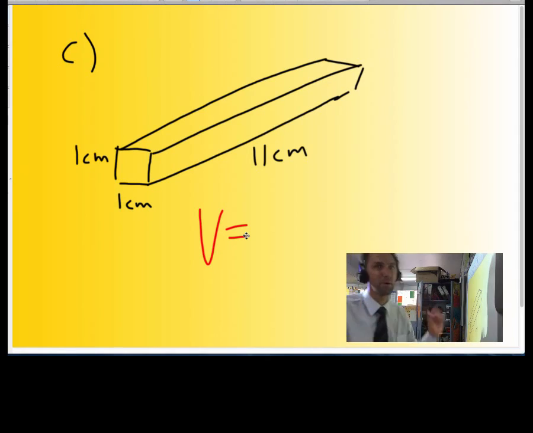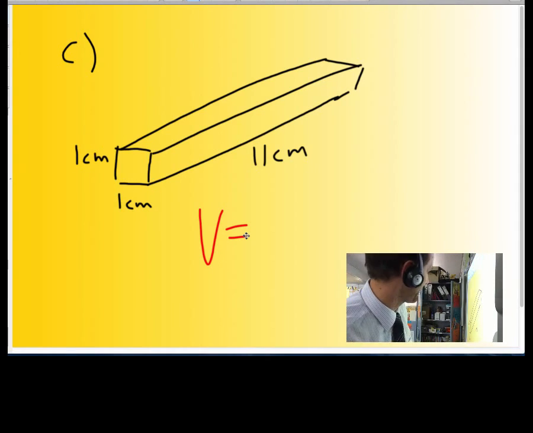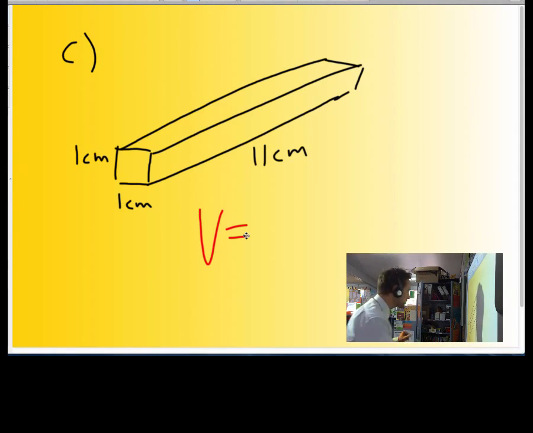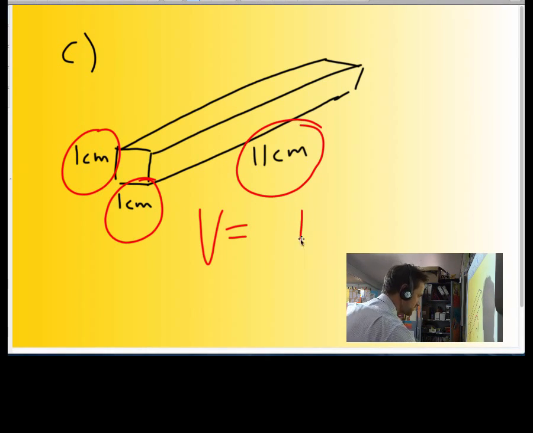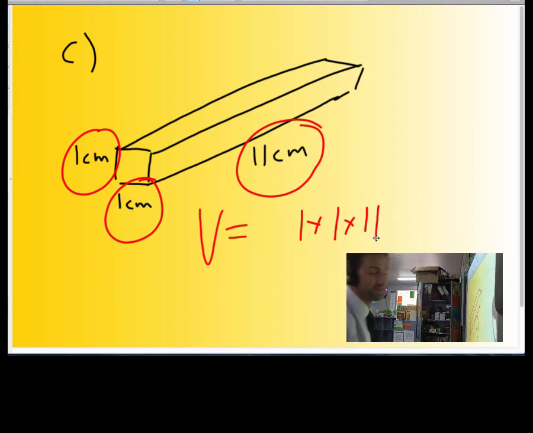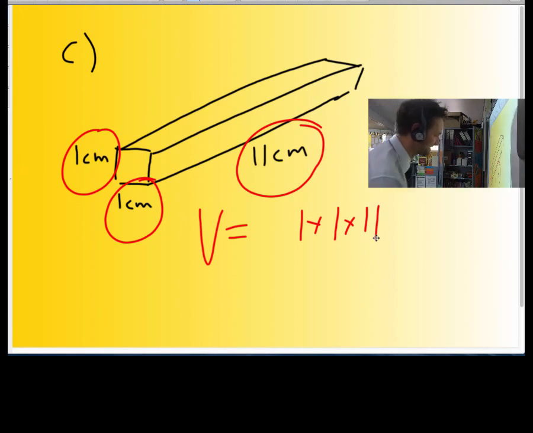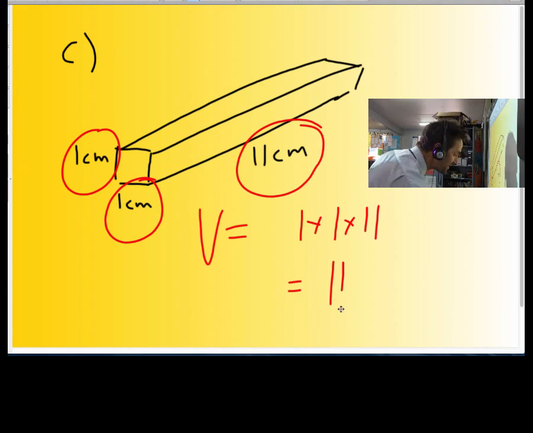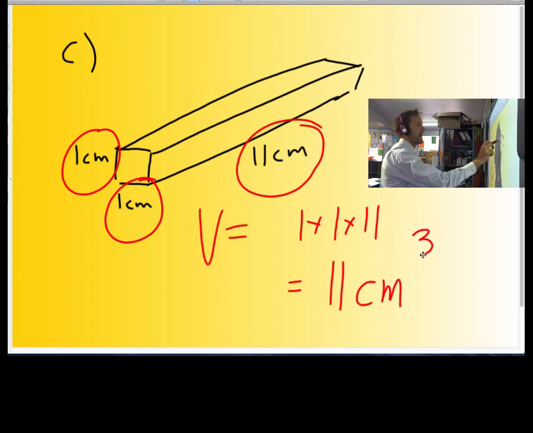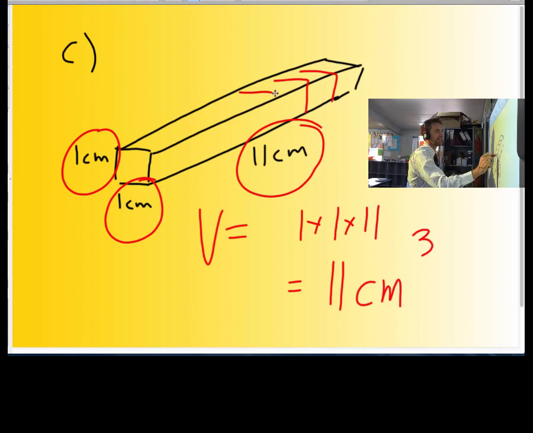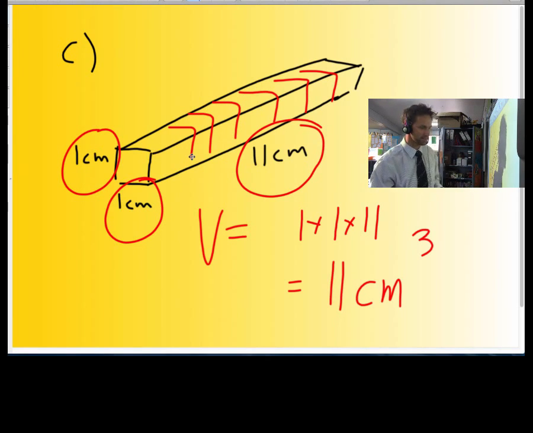Okay, I hope you paused me. Please do pause me, because I'm about to show you what you should have done. Right, you should have gone 1 times 1 times 11, and it's all centimeters, isn't it? Which really, of course, equals 11 centimeters cubed. And it's literally saying there are 11 cubic centimeters in this object. There are 11 cubes in this object.